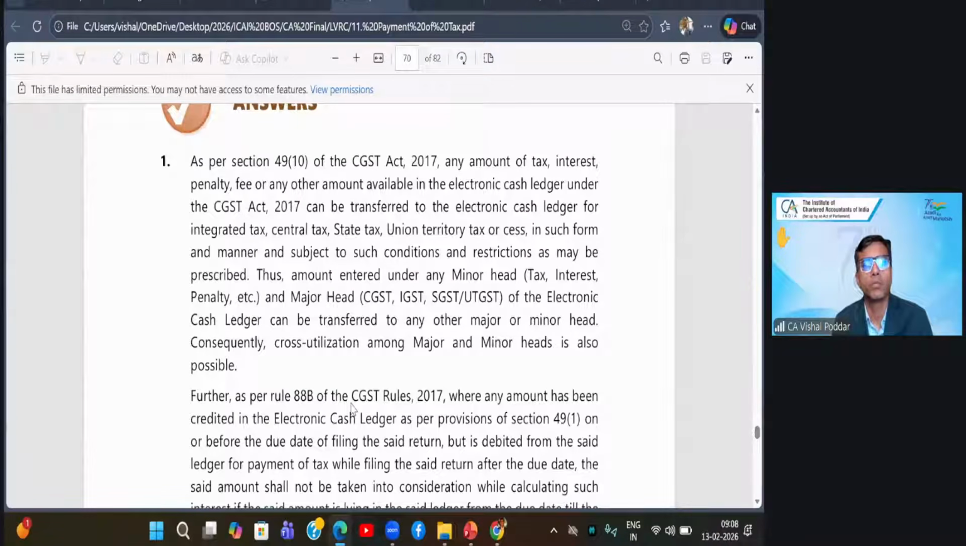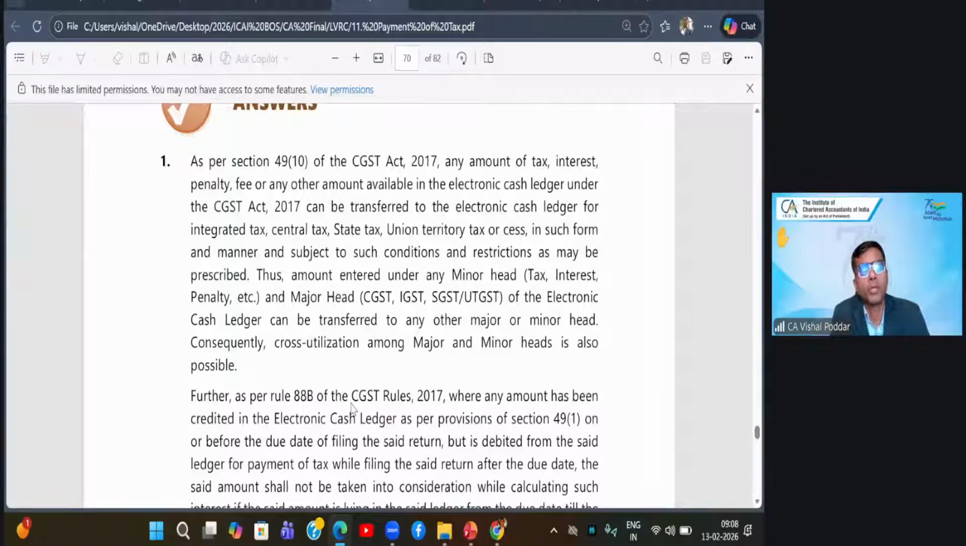As per section 49(10) of the CGST Act 2017, any amount of tax, interest, penalty, fee, or any other amount available in the electronic cash ledger under the CGST Act 2017 can be transferred to the electronic cash ledger for integrated tax, central tax, state tax, union territory tax, or cess in such form and manner and subject to such conditions and restrictions as may be prescribed. Thus, amount entered under any minor head, tax, interest, penalty, etc., and major head CGST, IGST, SGST, UTGST of the electronic cash ledger can be transferred to any other major or minor head. Consequently, cross utilization among major and minor head is also possible.